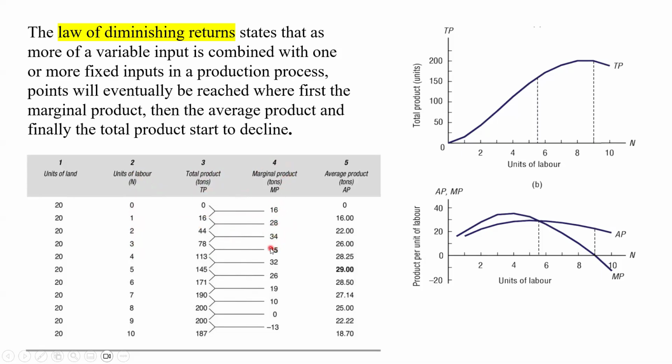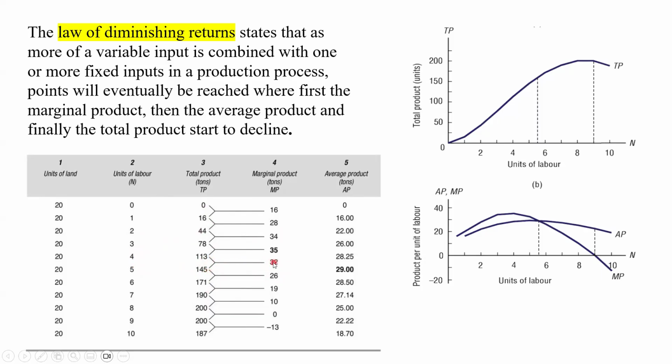It's increasing. Then after the fourth worker, you employ the 5th one, and then your marginal product, what? Starts to decrease. You can see your total product is still increasing, guys. It's 130 and 13, 145.